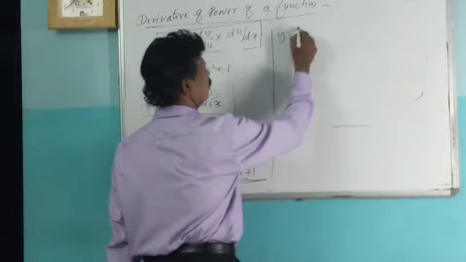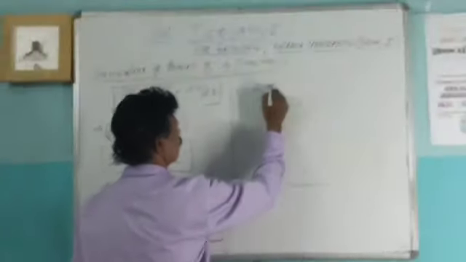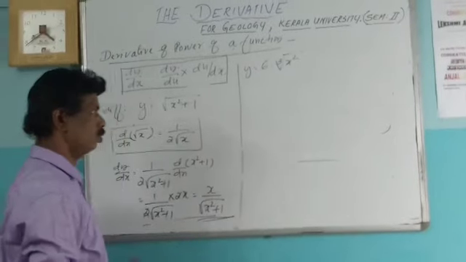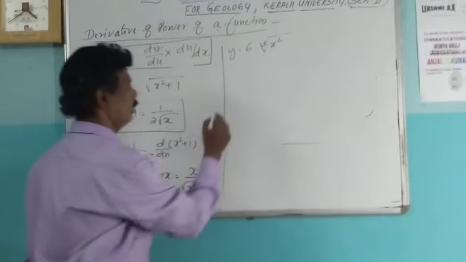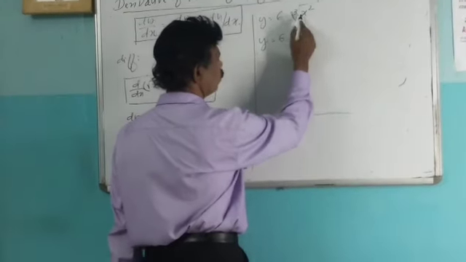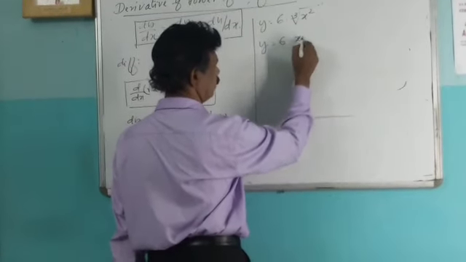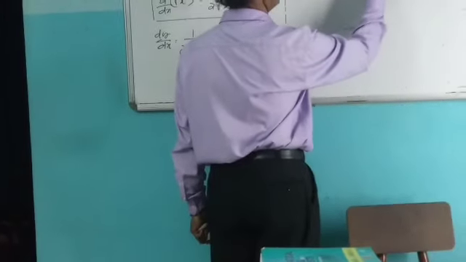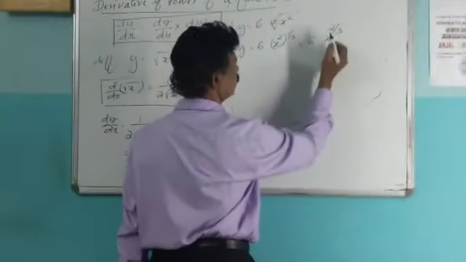y equal to 6 into cube root of x square. Yes, y equal to 6 into cube root of x square. That is, we can write this as y equal to 6 into cube root means 1 by 3, that is x raised to 2, all raised to 1 by 3. Okay, that means 6 x raised to 2 by 3.